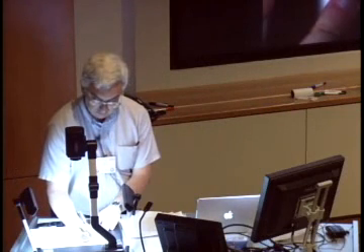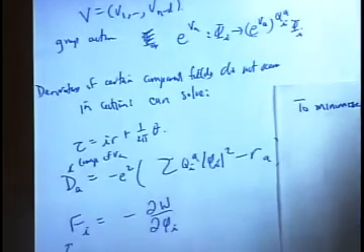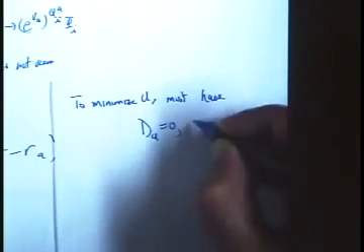Those were real quantities. So to minimize u, we must have dA equals 0 and fi equals 0.